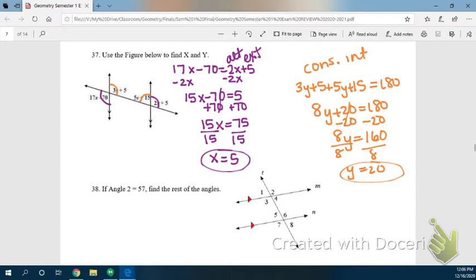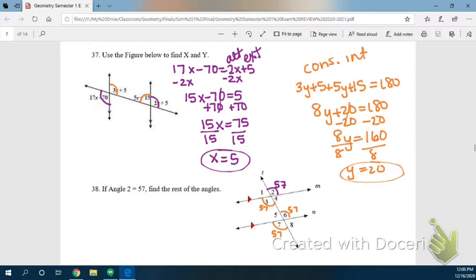On the next one, they tell us that angle 2 is 57, and they just said, find the rest. Well, if angle 2 is 57, angle 3 would also be 57 by vertical angles. Angle 6 would be 57 because it is corresponding with angle 2. Angle 7 would be 57 because it is alternate exterior with angle 2.